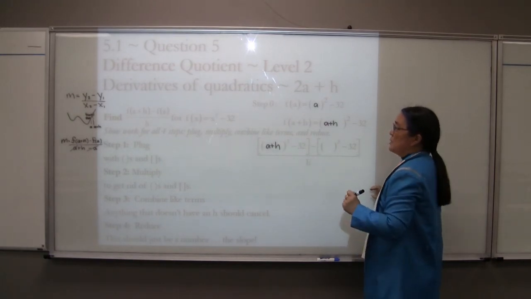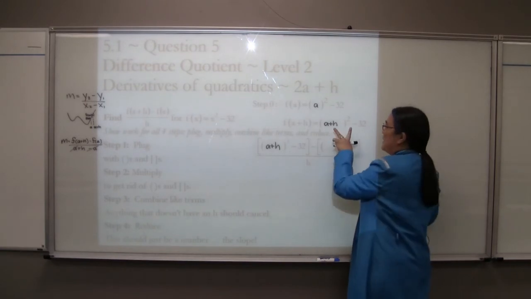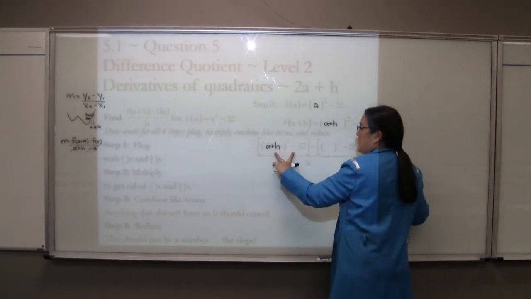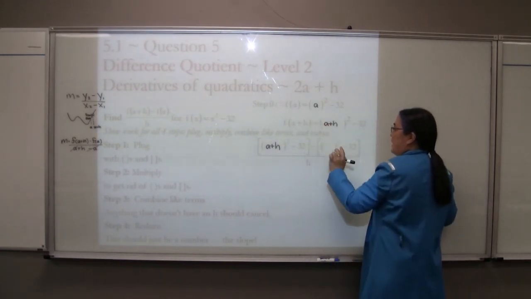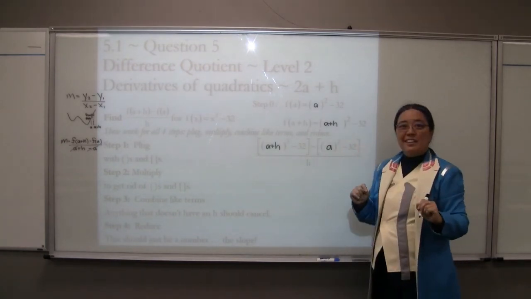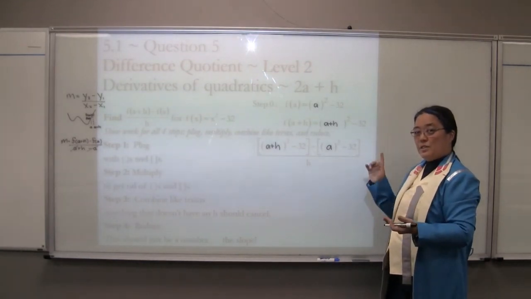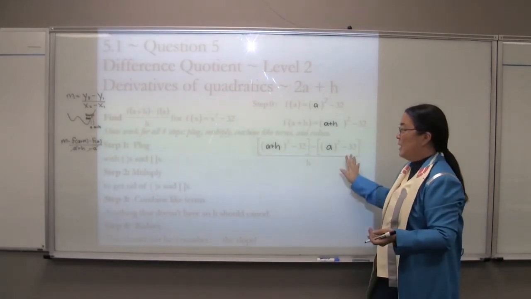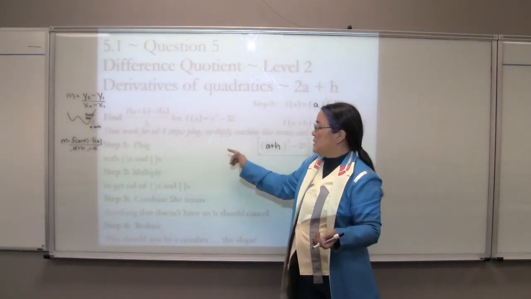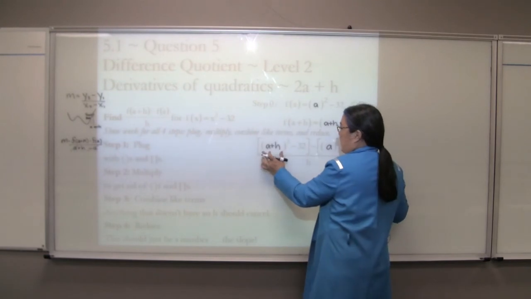As h drops to 0 is the formula to find the derivative, to find the slope at one point. So f of a plus h first minus f of a all over h. That is plugging in, and that alone will give you the answer, but we need to simplify it. So plugging in with parentheses and brackets is the first step. Then we're going to multiply to get rid of the parentheses and brackets.